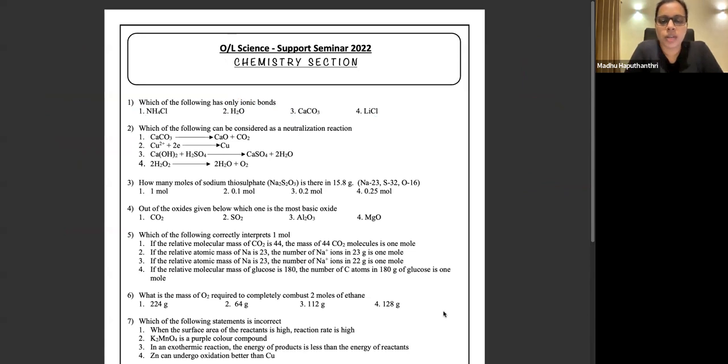So when it comes to neutralization, neutralization is basically happening between an acid and a base. When an acid and a base are reacting, we refer to that sort of reaction as a neutralization reaction. So if you look at the first one, calcium carbonate going to calcium oxide and CO2, there basically what happens is calcium carbonate is breaking. You have one component at the beginning. At the end, it's turning into more than one component.